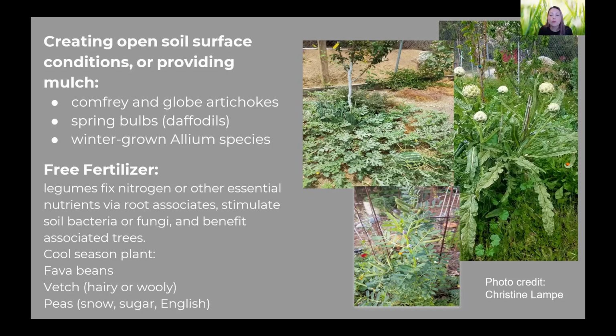For example, flowering herbs lure pollinators and predatory insects that keep pest populations in check. Certain plants even repel specific pests through scents or chemical compounds. Creating open soil surface conditions or providing mulch allows trees to have their roots feed at the surface, unlike grasses, which compete with the tree roots.